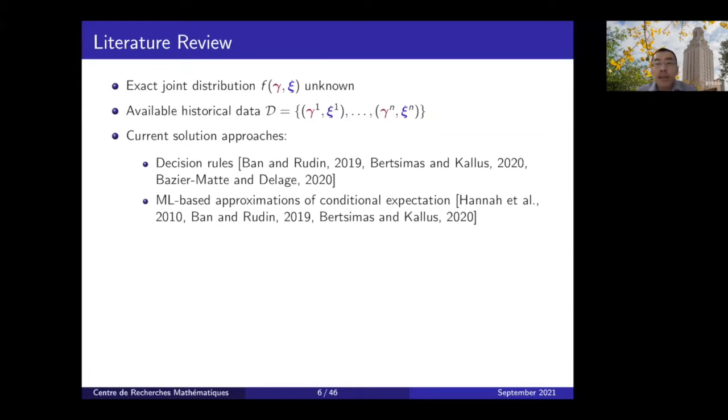The second category attempts to use machine learning, kernel regression, and nearest neighbor techniques to approximate the conditional expectation in the objective function. So our proposed method belongs to this class. The schemes are non-parametric. They don't make any significant assumptions about the joint distribution of the covariate gamma and the uncertain parameter psi. So they're very attractive and they work really well in practice.